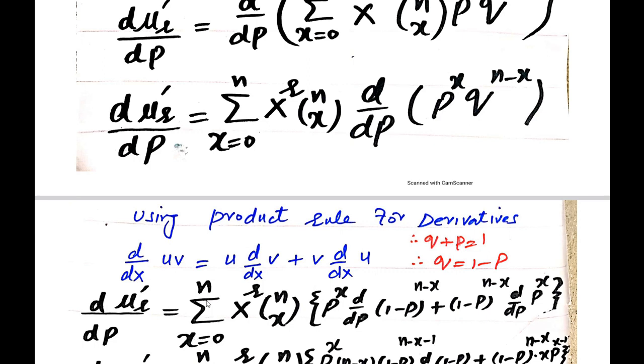Here x ranges from 0 to n, x to the power r and nCx are the constant terms outside, and the bracket starts. First write the first term as it is, p to the power x, and take the derivative of the second term, which is 1 minus p to the power n minus x, plus write the second term as it is, which is 1 minus p to the power n minus x, and take the derivative of the first term, d over dp p to the power x.